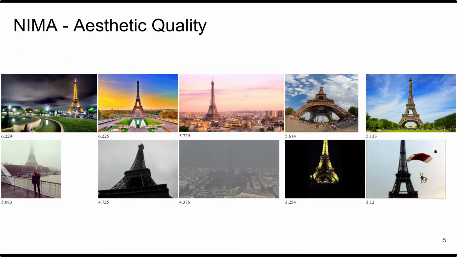Here are a few more examples from the Eiffel Tower. When you start to look at these trends, you may conclude that images on the top of the list have better dynamic range, better light, and better composition, whereas the images on the bottom maybe have low light, maybe not the best composition, maybe the object of interest is not visible, and so on and so forth. So these are the types of aesthetic qualities that an IQA model like NIMA is able to capture.